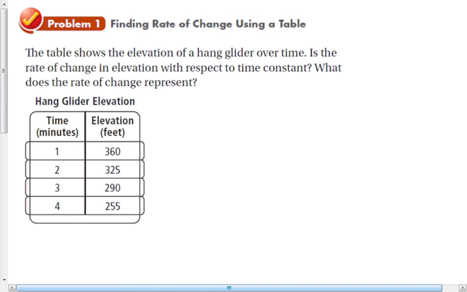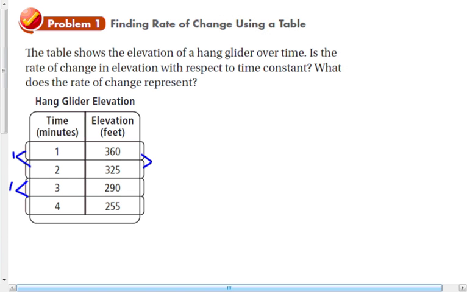Okay, finding rate of change using a table. The table shows elevation of a hang glider over time. Is the rate of change in elevation with respect to time constant? What does the rate of change represent? To figure that out, we just want to find the difference in elevation with respect to time. And since time goes up by 1 hour each time, we can just figure out the difference in the elevation and see if it's a constant amount.